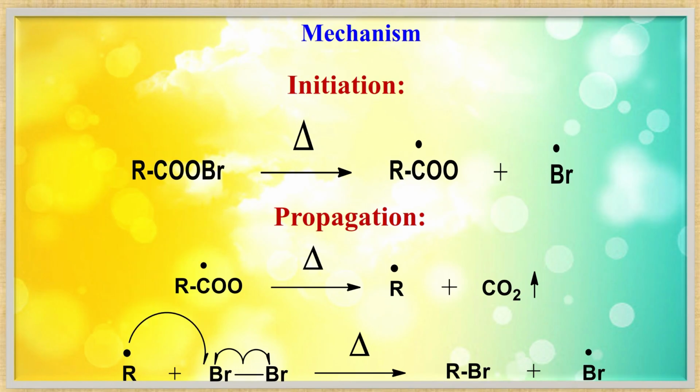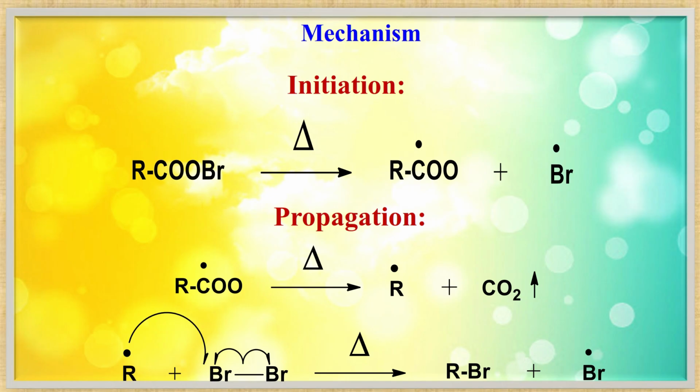This is the mechanism. The mechanism passes through a free radical reaction. You see that when RCOOAg is treated with Br2, it gives you RCOOBr plus AgBr. This RCOOBr on heating gives you two radicals: one is RCOO dot and the other is the bromine radical, Br dot. RCOO dot is unstable. You further heat, then you get R dot plus carbon dioxide. R dot means alkyl free radical.